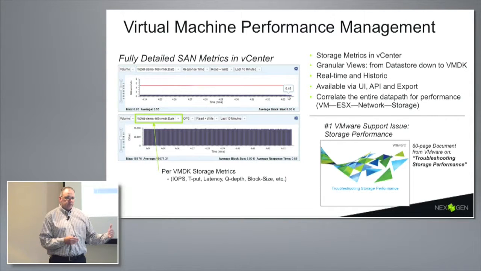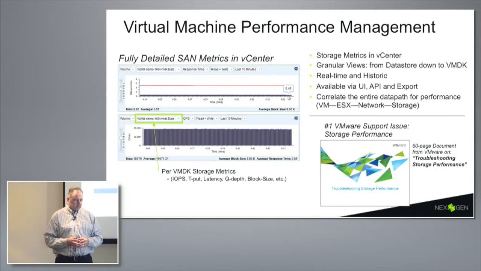We have both real-time stats as well as historics. You can go back over a year's worth of data and see the metrics for performance on those different objects. It's available as a UI as well as through APIs, and you can export this information. But really what we're trying to do here is more easily correlate the end-to-end data path, from VM to ESX, through the network, and to the storage, and streamline the identification of performance issues or problems.